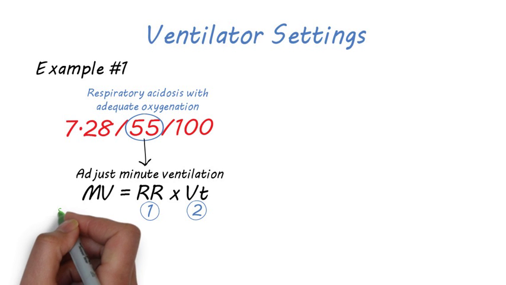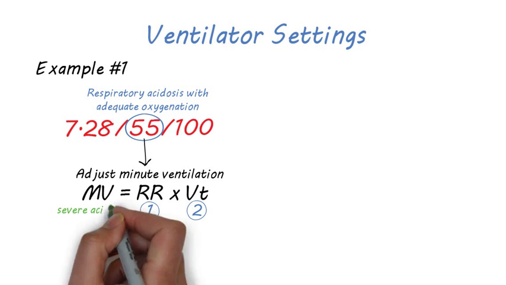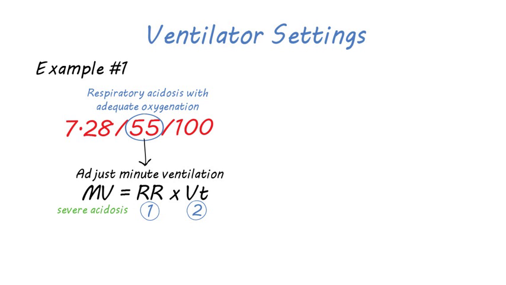In order to compensate for respiratory acidosis, we can increase the minute ventilation by selecting a more frequent respiratory rate or choosing a greater tidal volume.